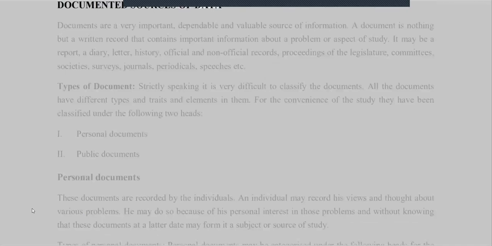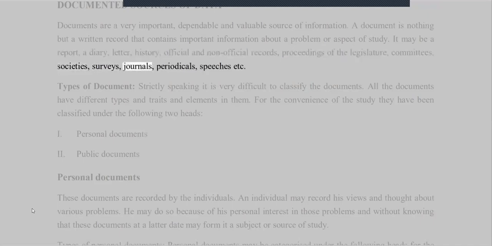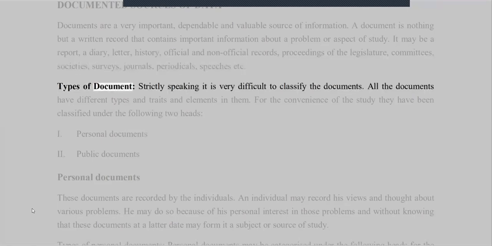Documented sources of data. Documents are a very important, dependable, and valuable source of information. A document is nothing but a written record that contains important information about a problem or aspect of study. It may be a report, a diary, letter, history, official and non-official records, proceedings of the legislature, committees, societies, surveys, journals, periodicals, speeches, etc.